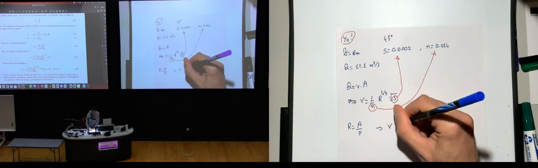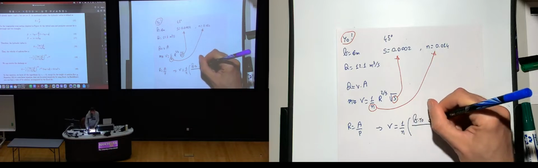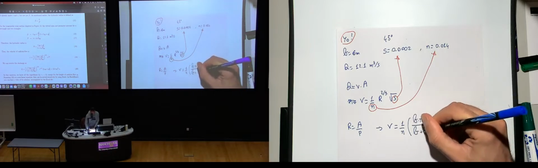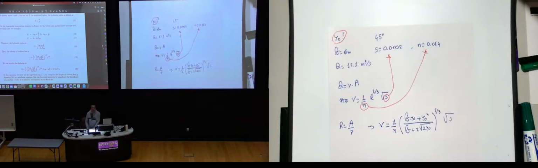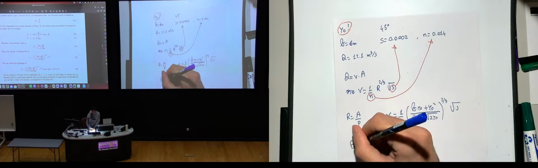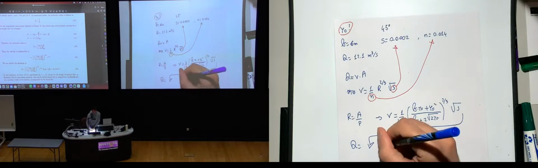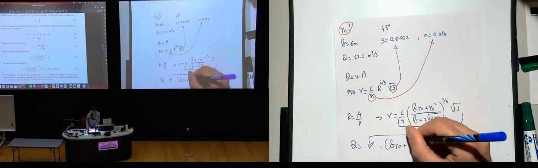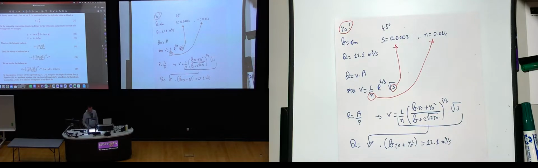And I end up by writing this, V equal to 1 over N, (B times Y0 plus Y0 squared) over (B plus 2 square root of 2 Y0), to the power 2 over 3, square root of S. The flow rate, Q, will be this thing times the cross-sectional area, right? Times (B Y0 plus Y0 squared), which is equal to 12.1 meters cubed per second. Do you agree until getting equation 20 or not? It's better not to be convinced now rather than at the exam.